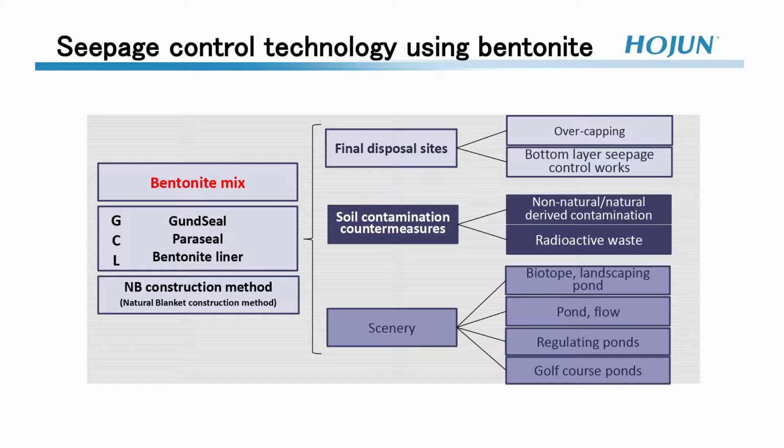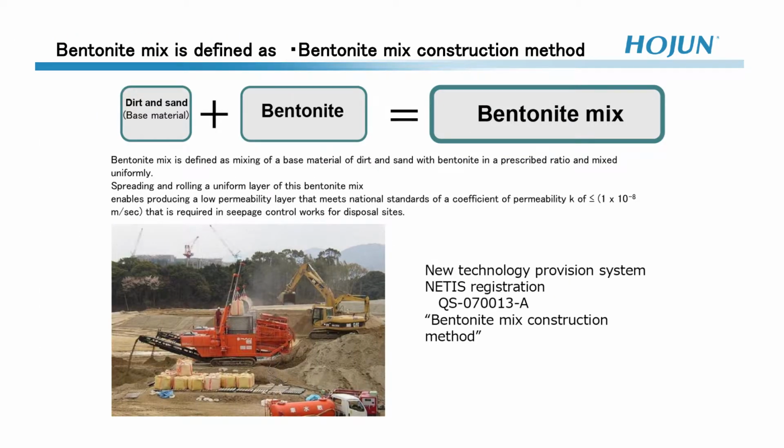Seepage control technology using bentonite. Let me introduce bentonite mix. Bentonite mix is produced through mixing of a base material of dirt and sand with bentonite in a prescribed ratio and mixed uniformly. Seepage control is produced through compacting this bentonite mix and forming a low permeability layer. Also, it is non-flammable and does not readily deteriorate, so it can be anticipated to maintain functionality on a semi-permanent basis.